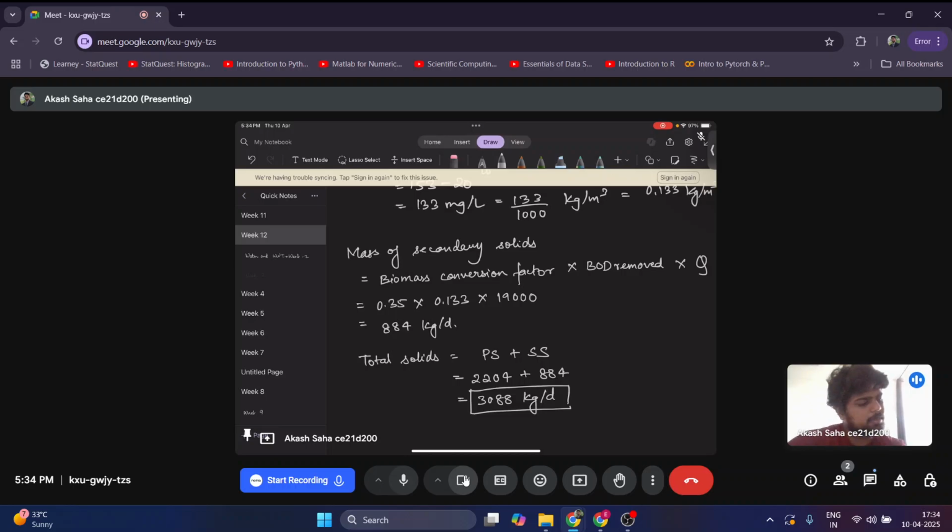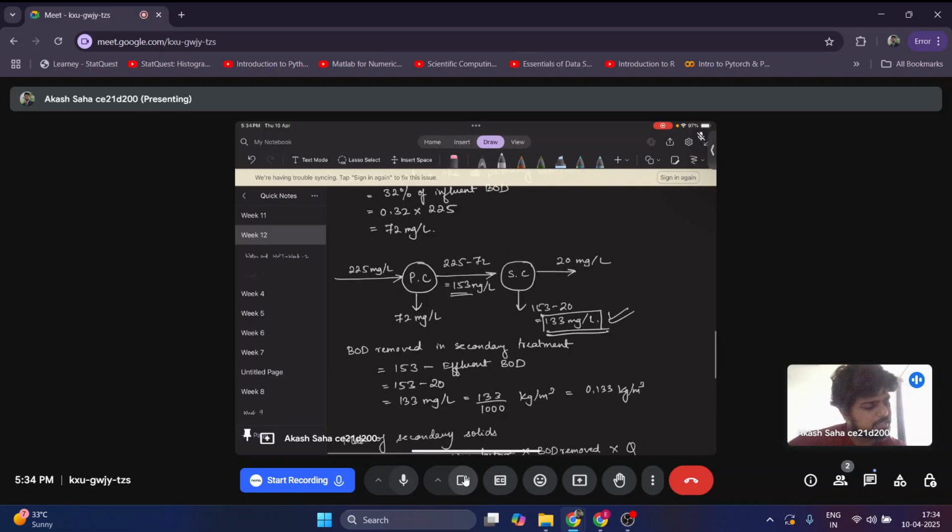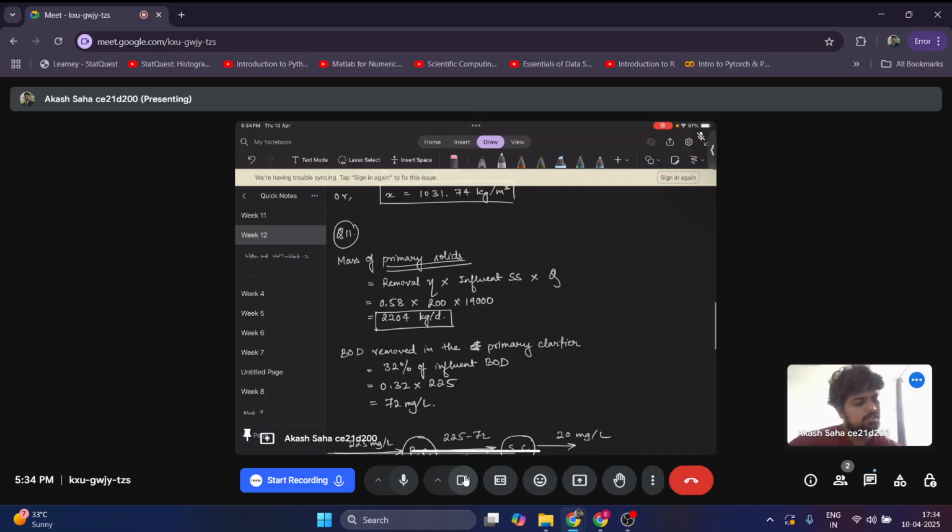I hope you understood, so I'll discuss it once again. In the primary clarifier we are given how much of the suspended solids is getting removed as it is, that is 0.58 or 58%. So we got the primary solids, that is very easy. Now for the secondary, the BOD will be converted into suspended solids or biomass. That's why it's very important how much of the BOD is getting converted.